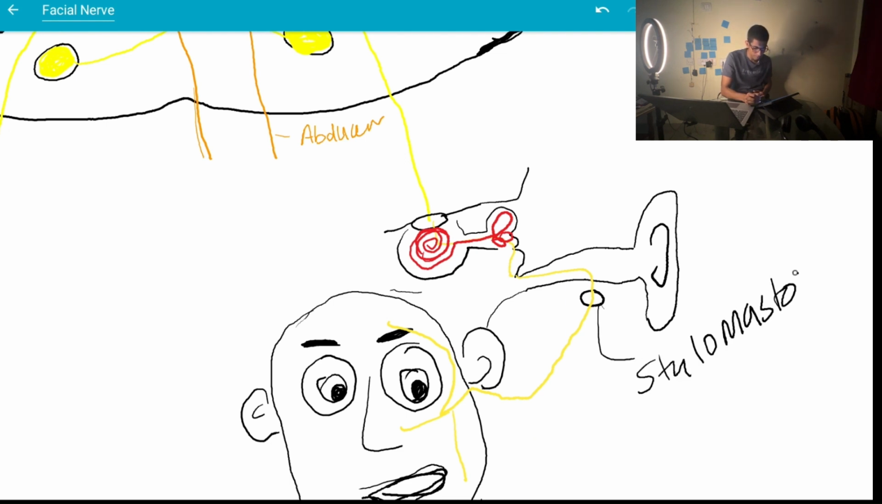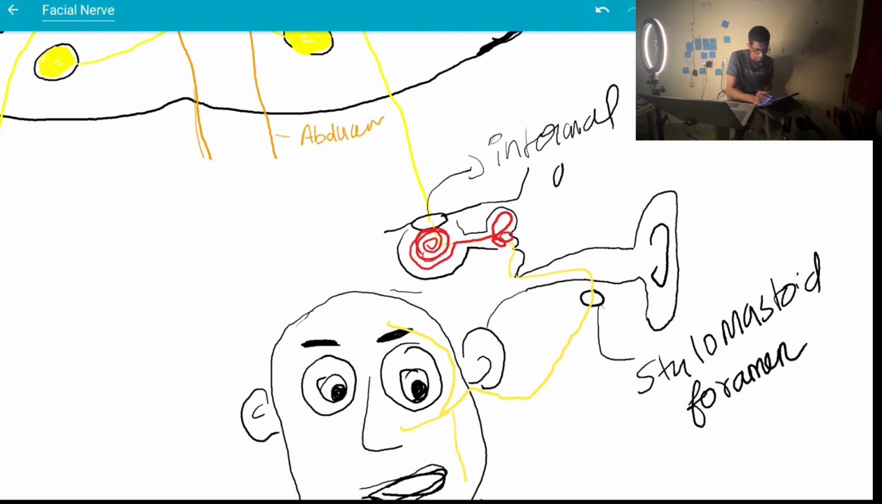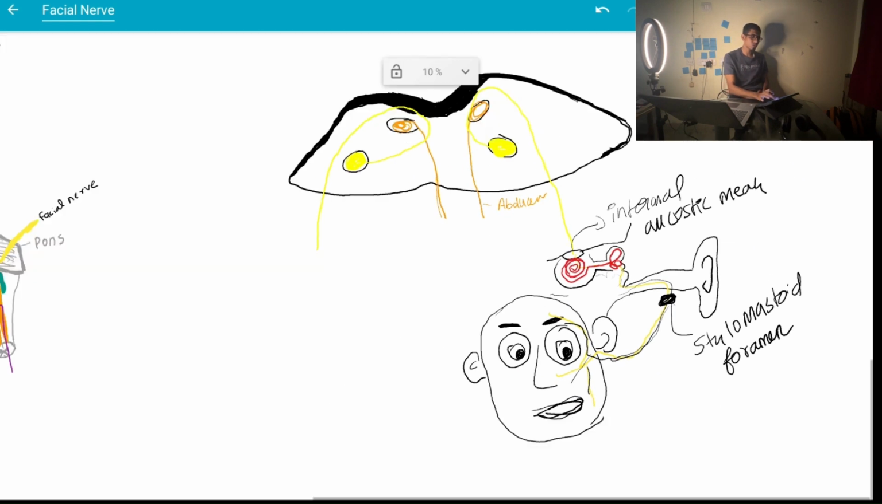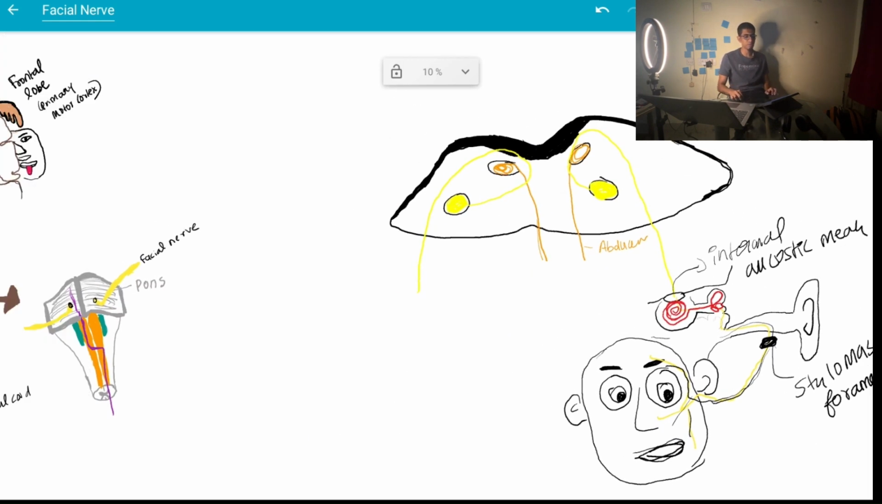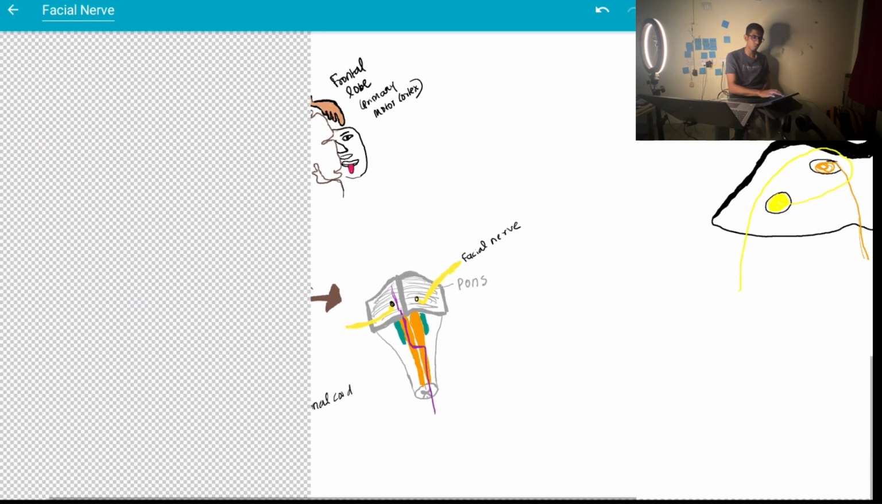This is the stylomastoid foramen. Here is the internal acoustic meatus coming down. This is the stapedius bone, right? This is the external part coming in different branches. So this is the facial nerve anatomy. This is the facial nerve, all you need to know.